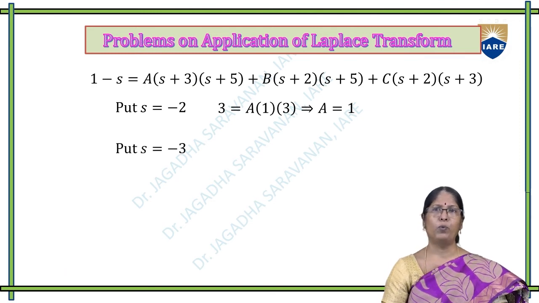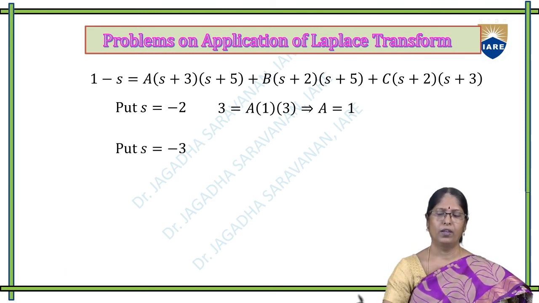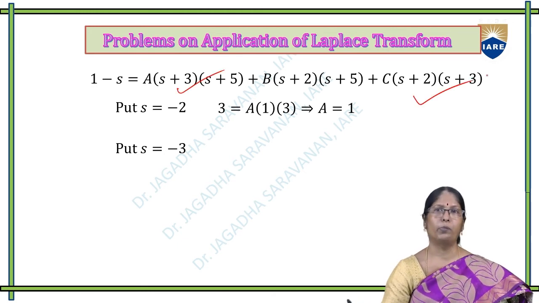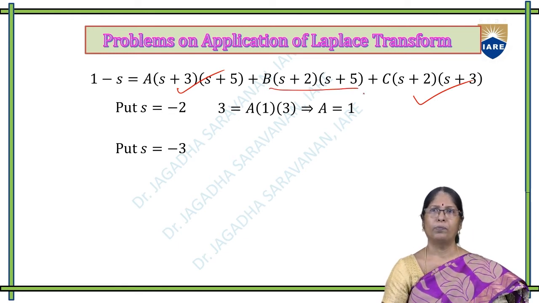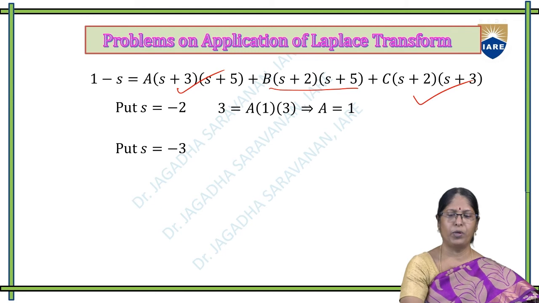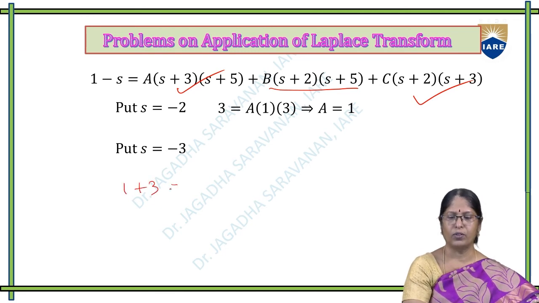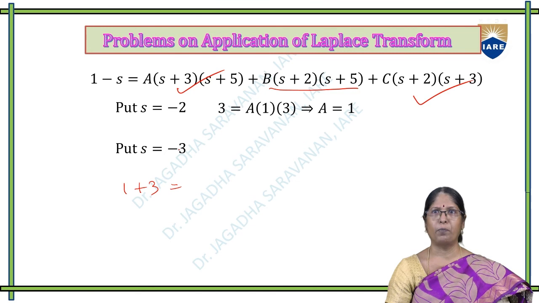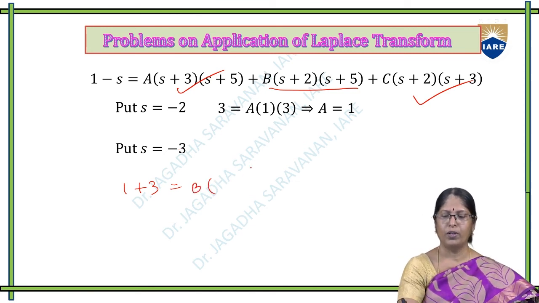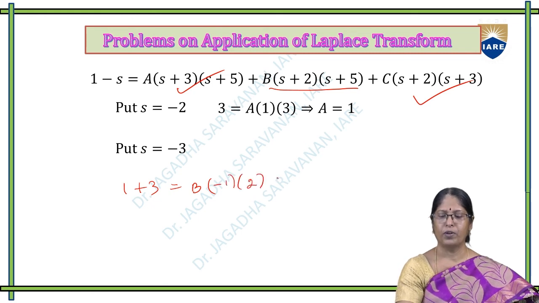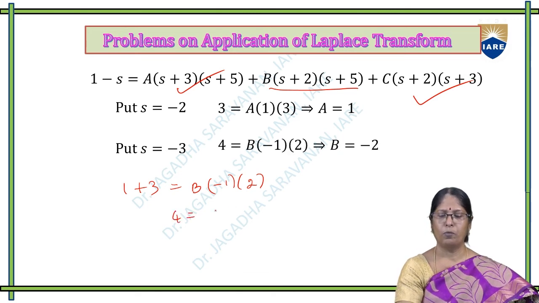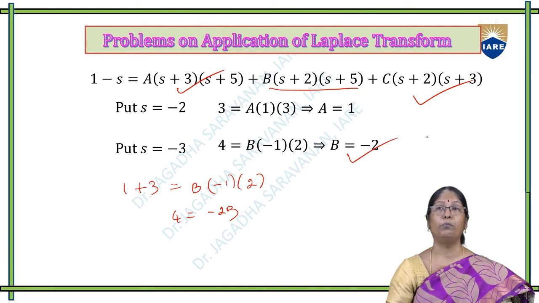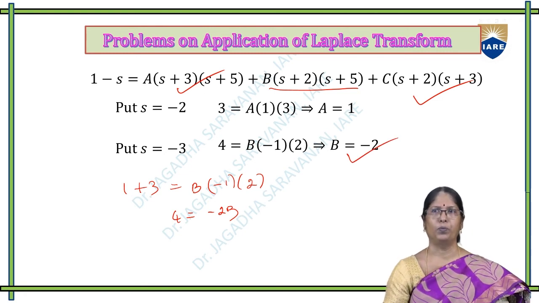The next one, put s equal to minus 3. So this and this will be cancelled, which leads to get the value of the constant b. So we will put 1 plus 3. So minus of minus 3 has become plus 3 b of. So putting minus 3 plus 2 minus 1 minus this one, we are getting here 4 minus 2b, it's nothing but b equal to minus 2.